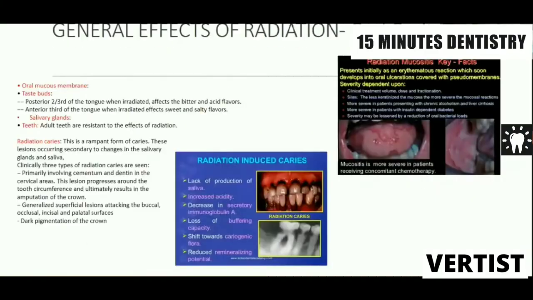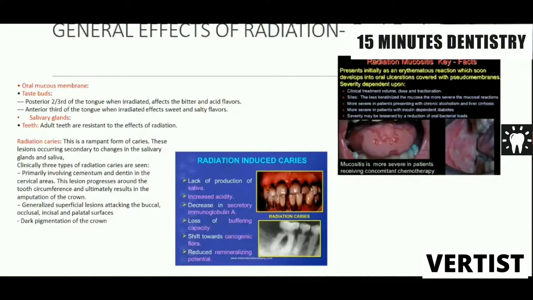Now, general effects of radiation on the oral cavity: the oral mucous membrane is affected, the taste buds are affected, the salivary glands are affected, and because the salivary glands are affected, the consistency of the saliva and the content of the saliva changes, and this is what brings about changes, and the tooth radiation caries. Otherwise, an adult tooth is resistant to the direct effect of radiation. An adult tooth will not get affected by radiation.